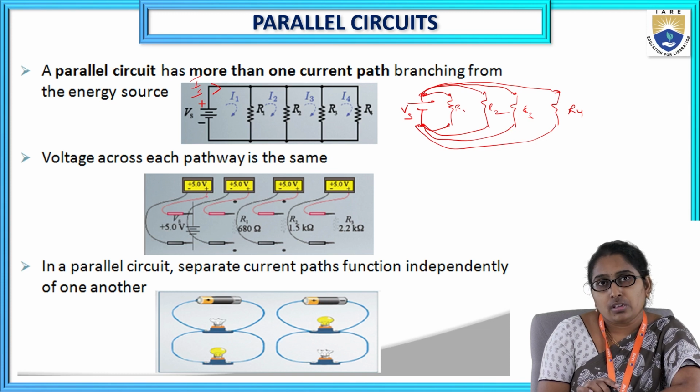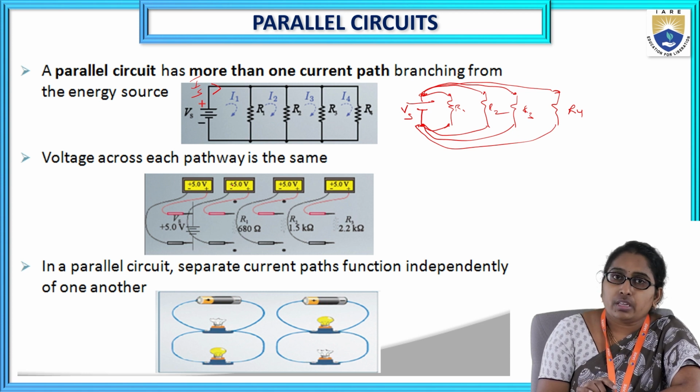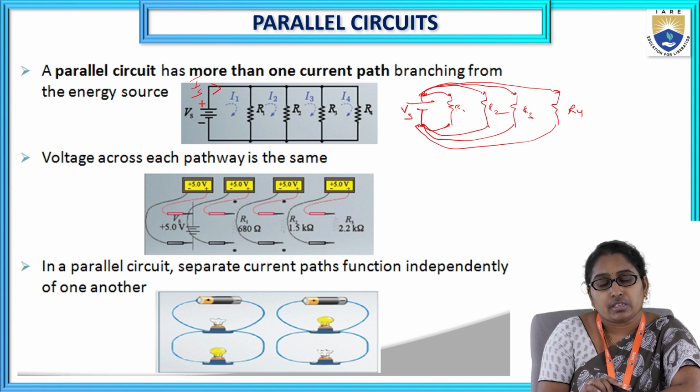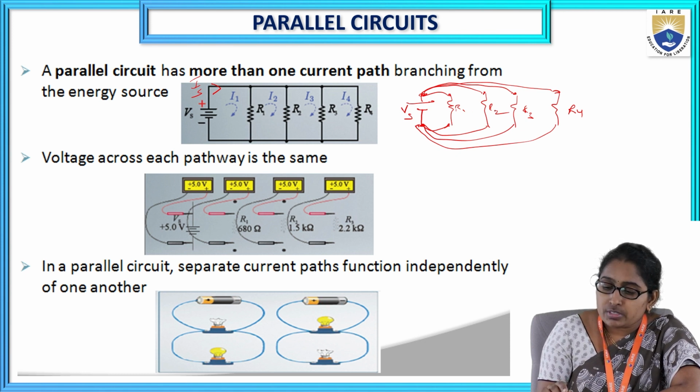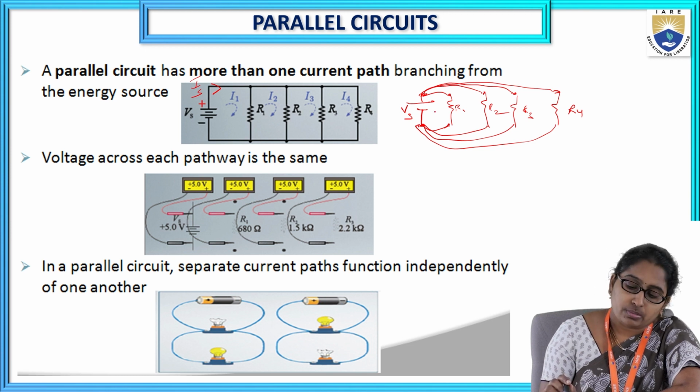In a parallel circuit, the voltage across each element is the same. But the current flowing through each element is a fraction of the total current. So here the voltage across each element is Vs. Voltage across R1 is Vs. Voltage across R2 is Vs. Voltage across the R3 element is Vs. R4 also Vs.